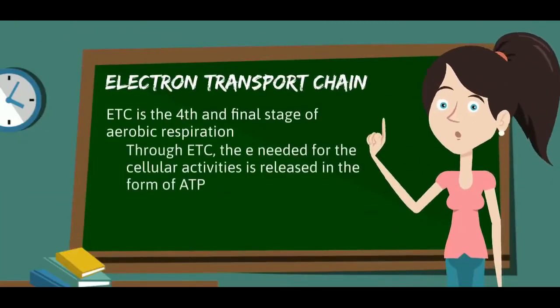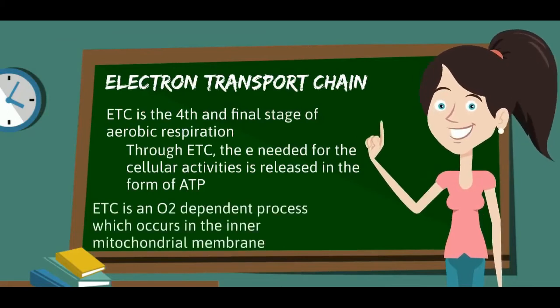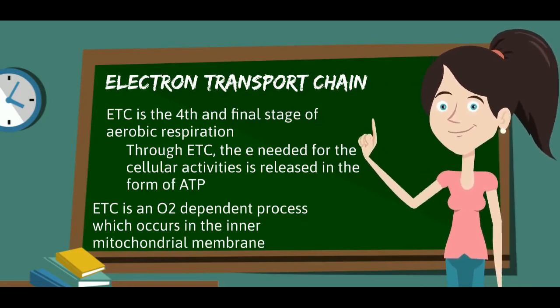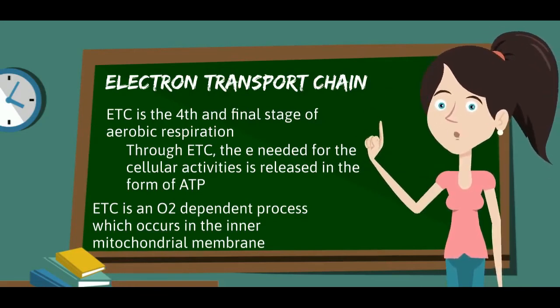Electron transport chain. The ETC is the fourth and final stage of aerobic respiration. Through the ETC, the energy needed for cellular activities is released in the form of ATP. The ETC is an O2-dependent process which occurs in the inner mitochondrial membrane.